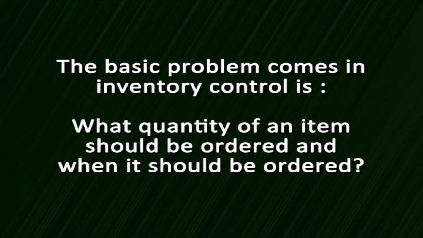Now students, we will learn about economic order quantity. Economic order quantity is the oldest classical production scheduling model. The basic problem in inventory control is what quantity of an item should be ordered and when it should be ordered. So we need to set an ideal order size. In order to set an ideal order size, we need to take into consideration two factors.